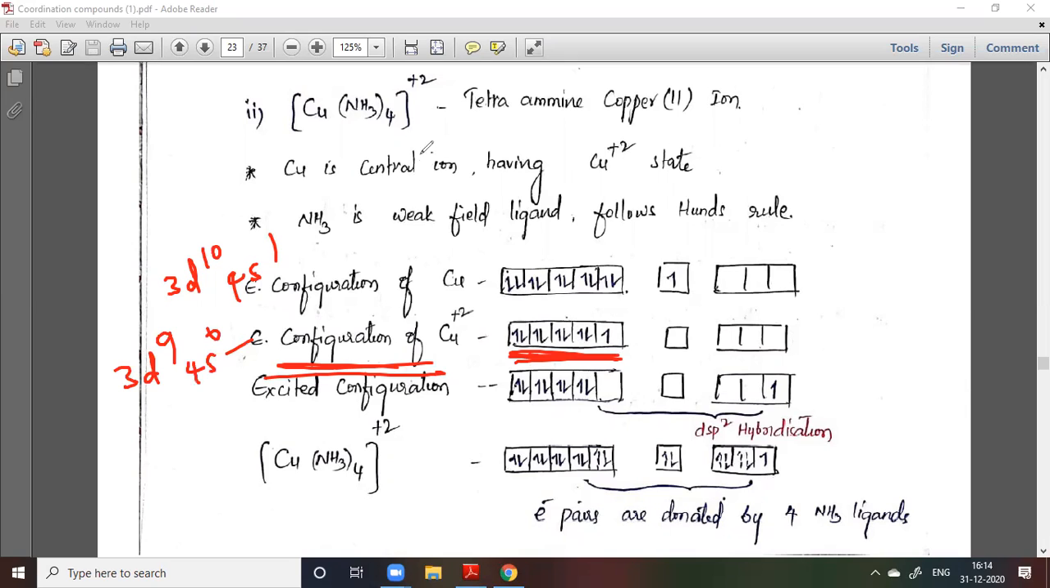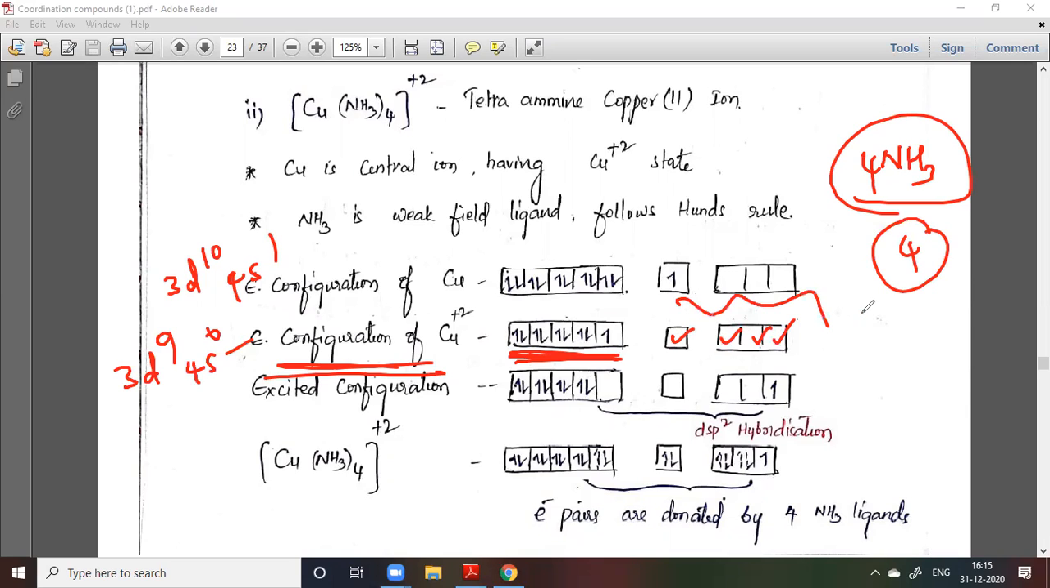What is possible, then? 4 ammonia ligands are coming. That means we need 4 vacancies. So here there are 4, 1 2 3 4. So it may be possible like sp3 hybridization. You may get the tetrahedral structure. Actually it should be a tetrahedral structure because it can easily form as sp3 hybridization. We need sp3 hybridization.